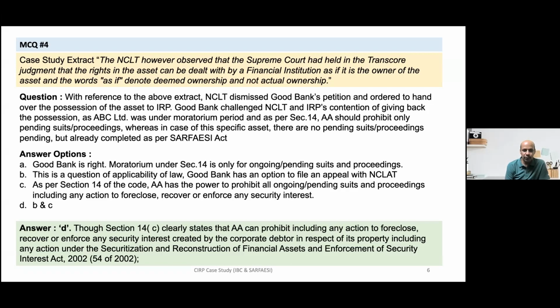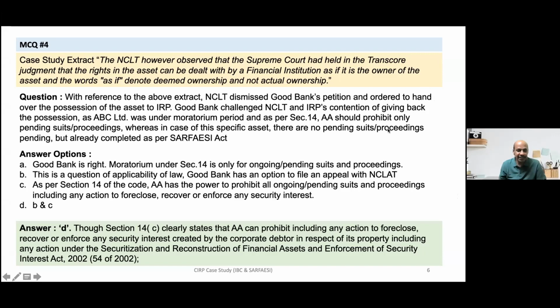And one very important point here is that the ownership of the asset is still with ABC Limited because it is still getting reflected in their balance sheet. Now the possession is with Good Bank, that is a separate aspect. So in this case, ownership has not transferred yet, which means IRP can actually ask Good Bank to give back the possession of that asset. I hope it is clear.